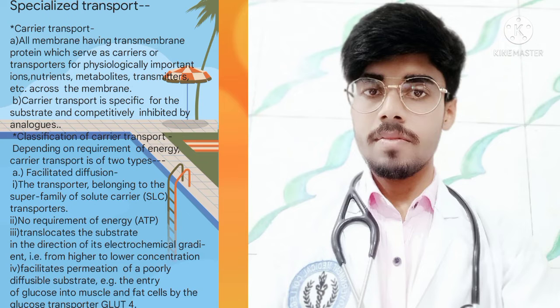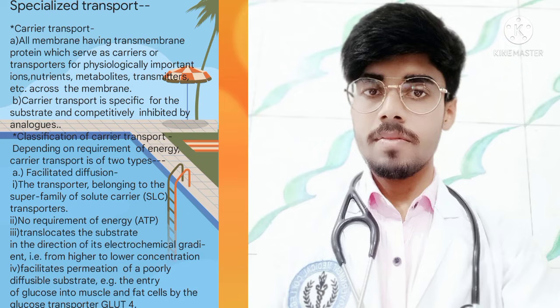This type of transport is known as carrier transport, and the carrier transport is specific for the substance and is inhibited by analogues, that is, it is inhibited by competitive inhibitors. Now we will discuss the classification of carrier transport. Depending upon the requirement of energy, the carrier transport is further subdivided into two types. First is facilitated diffusion, and the second is active transport.